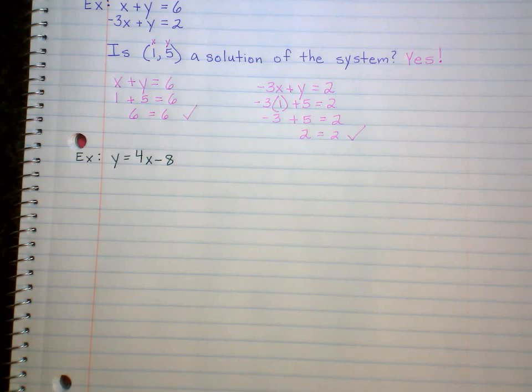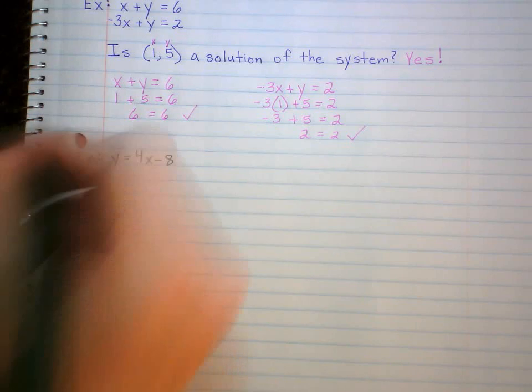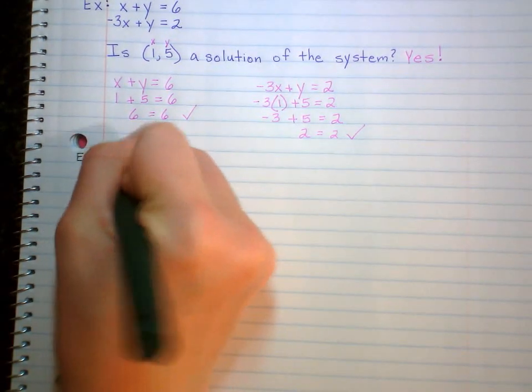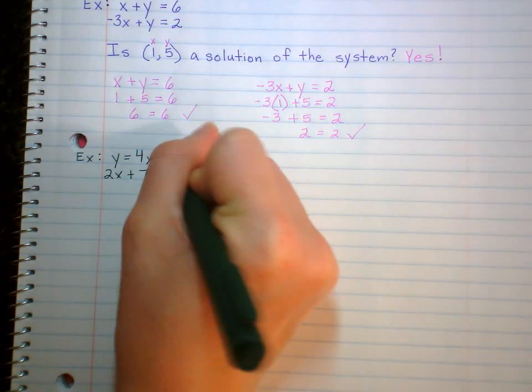We're going to be getting into that tomorrow, actually, in tomorrow's video, because we're going to be solving these by graphing. I hate graphing. I know. Me too. Y equals 4x minus 8 and 2x plus 7y equals 1.